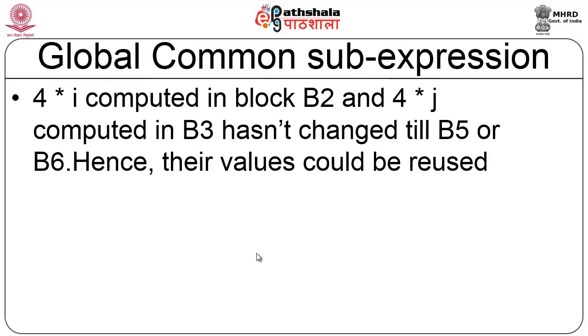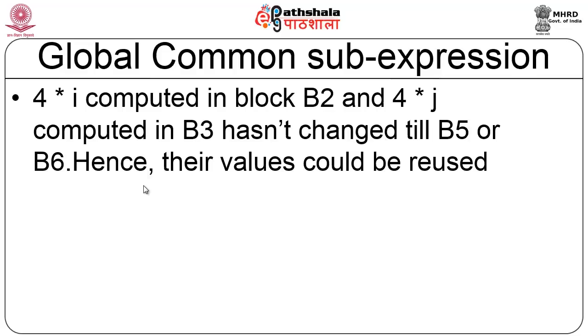Global common sub-expression. Now, we have done local common sub-expression elimination for blocks B5 and B6. Global common sub-expression is across basic blocks: if an expression is common between two basic blocks, and the values of the variables have not changed, then the expression could be reused. I need not recompute the expressions. On this basis, 4 into I is computed in block B2 and 4 into j is computed in block B3 and has not changed till B5 or B6. Similarly, 4 into n, which was computed in block B1, has not changed till block B6.